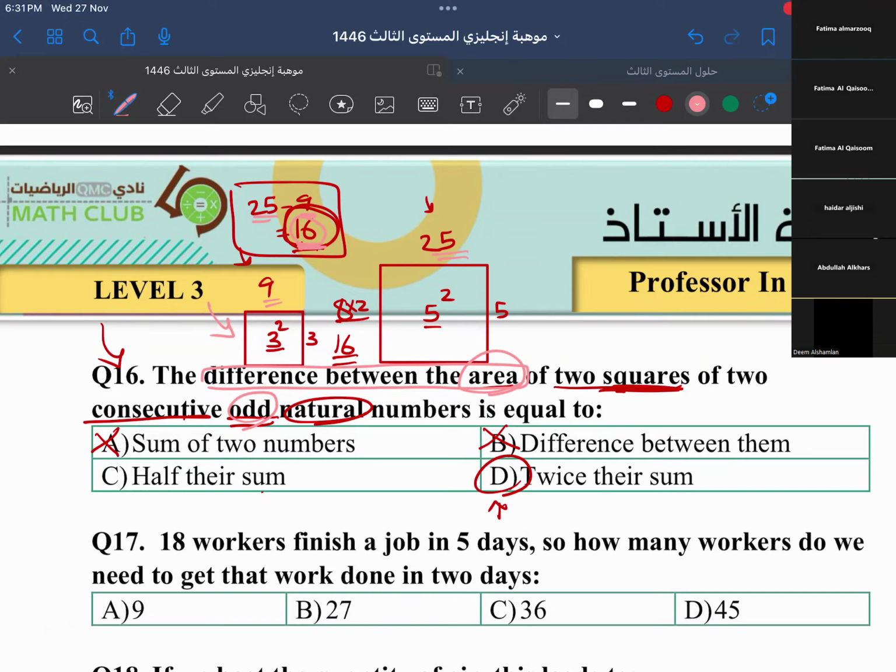So you're going to try all the answers here: the sum of the two numbers, the difference between them, half of their sum. But the only one that is applicable and equals 16 is going to be twice their sum. Means that I added 5 plus 3 and then I doubled it, multiplied by 2, and it equals 16, just like what we got. Oh, okay. Thank you. You're welcome.